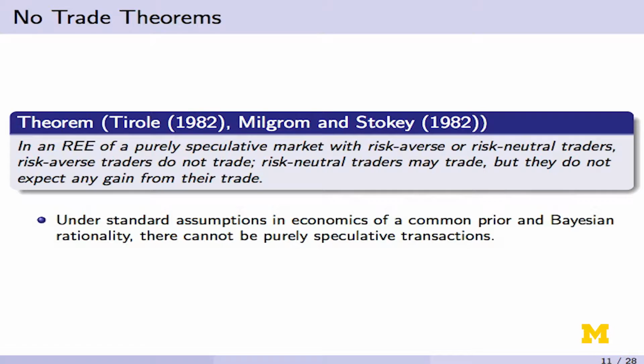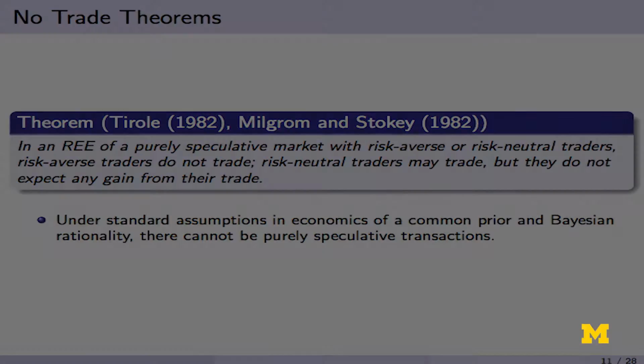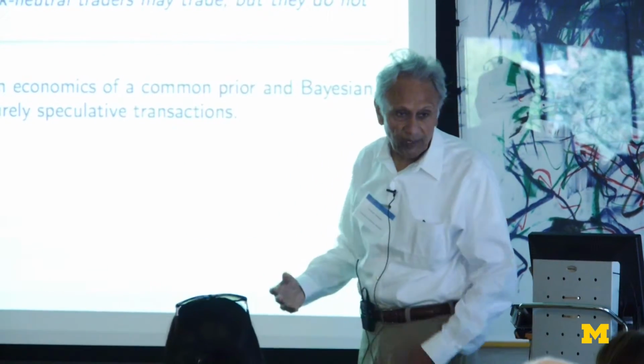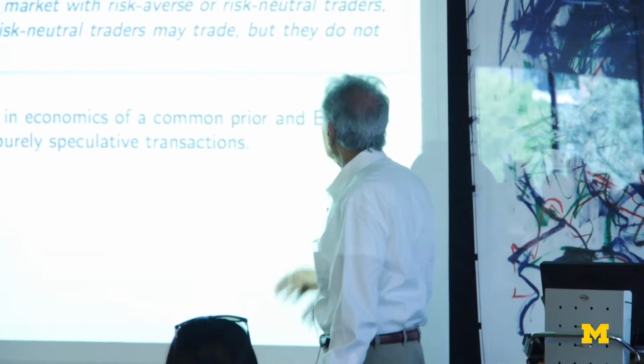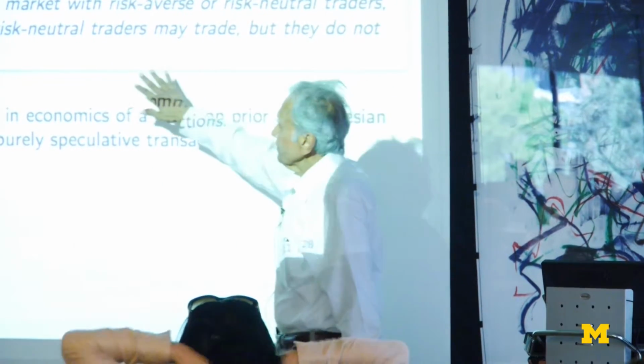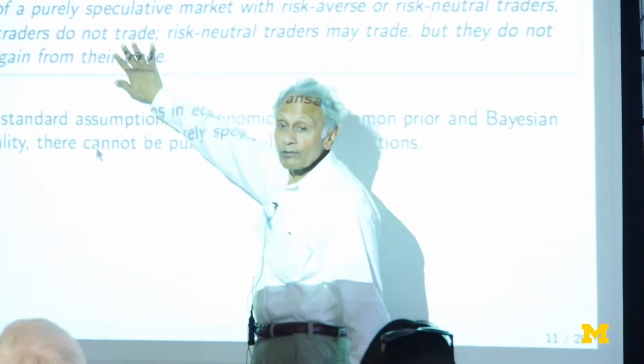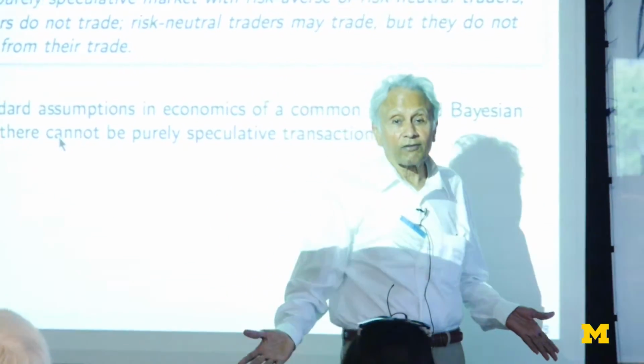So this is a result of Tirole and Milgrom and Stokey, which says that in the rational expectations equilibrium for a purely speculative market, that's the kind that I looked at, with risk averse or risk neutral, I assume risk neutral because I said they only want to maximize expected profit, not some concave function of profit, in which case they would be risk averse, there will be no trade. The risk-averse traders do not trade because the expected profit is 0.